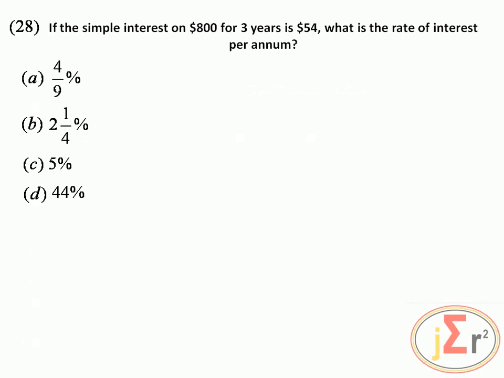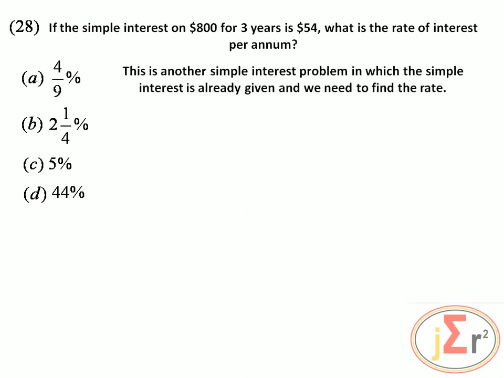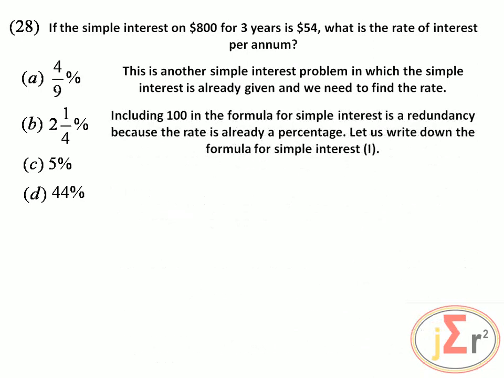If the simple interest on $800 for 3 years is $54, what is the rate of interest per annum? This is another simple interest problem in which the simple interest is already given and we need to find the rate. Including 100 in the formula for simple interest is a redundancy because the rate is already a percentage.